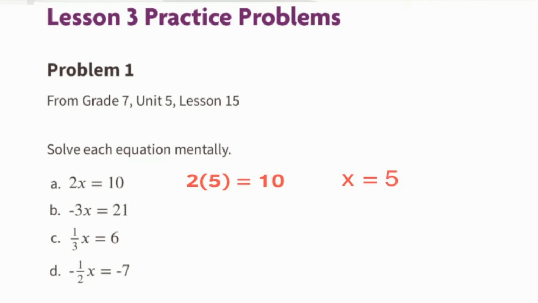B. Negative 3 times x equals 21. Well, I know that a negative times a negative equals a positive, and I know that 21 divided by 3 equals 7. So in this case, x equals negative 7.